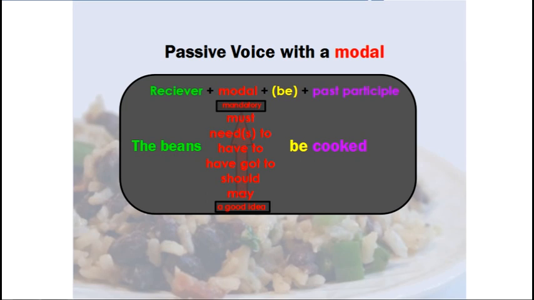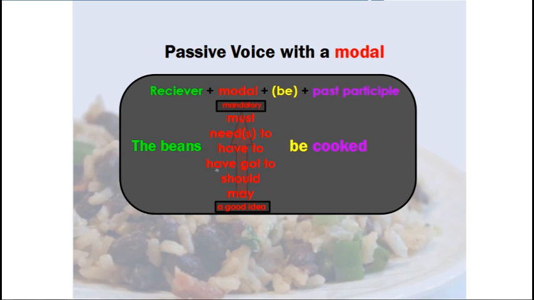Okay, so let's look at some different modals that we use in the passive voice. So we can always use different types of modals to give more of an emphasis to our sentence. So I could say, for example, the beans must be cooked, and that sounds very mandatory when I use the modal verb must, okay? It sounds like it's mandatory. If I say the beans need to be cooked, right? That sounds like it's very necessary. If I say the beans have to be cooked, again, that sounds like it's very necessary to do it.